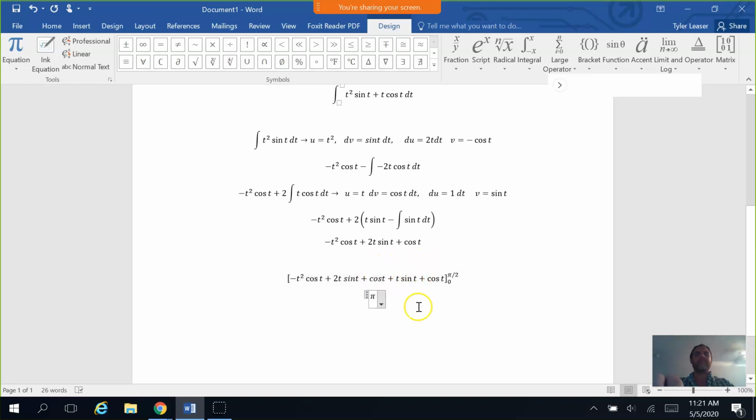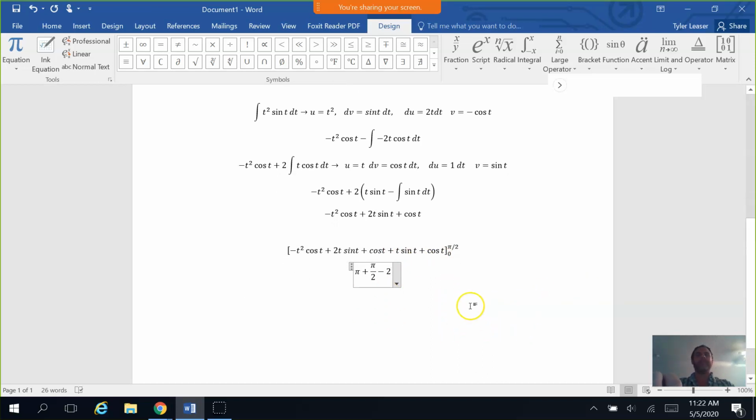Cosine is 0. This is going to give us a pi over 2 for the sine here. Plus cosine is 0. That's all going to be minus, plugging 0 into all of this stuff. We get a 0, 0, 1, 0, 1. So minus 2. And then you can try cleaning that up a little bit. So this would be 3 pi over 2 minus 2.